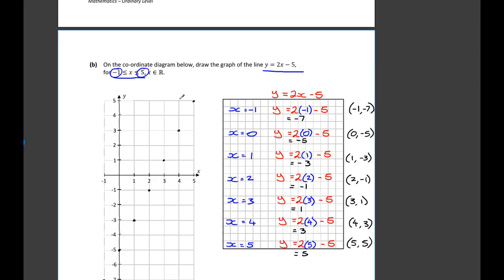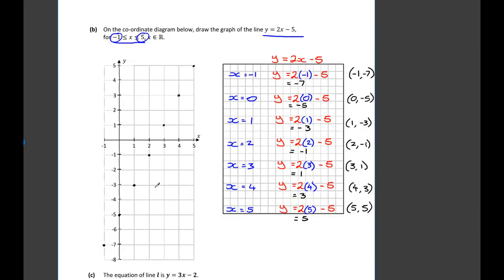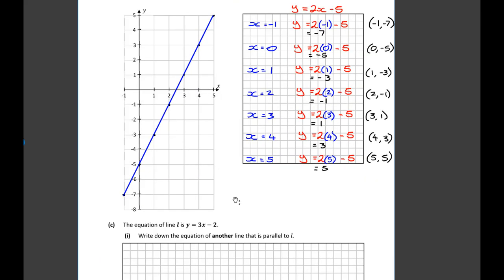So let's see now. So we have to draw the graph. So let's do it. It says it's a line, so it should be just a straight line, and it is, boom. And that's it. I'm going to take off the arrows. So that's that. Alrighty. Just make sure you have your points marked in.